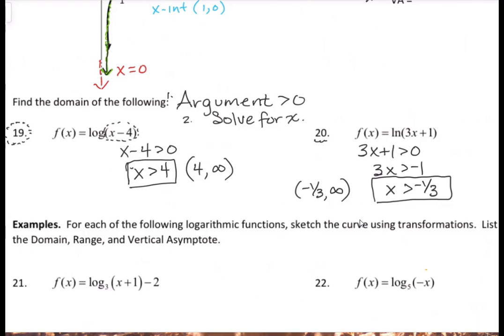So we're going to need to find these domains, particularly when we get to equations, because we're going to want to make sure that the answer we get for x, or the value we get for x, is allowed based on the restriction for the domain. So just remember the two steps. Make sure the argument is greater than 0, and then solve for x when you're finding the domain algebraically.